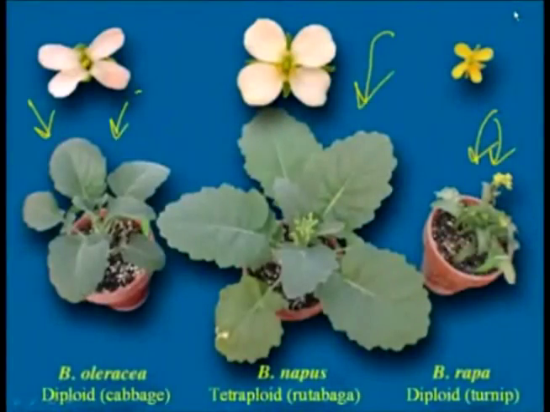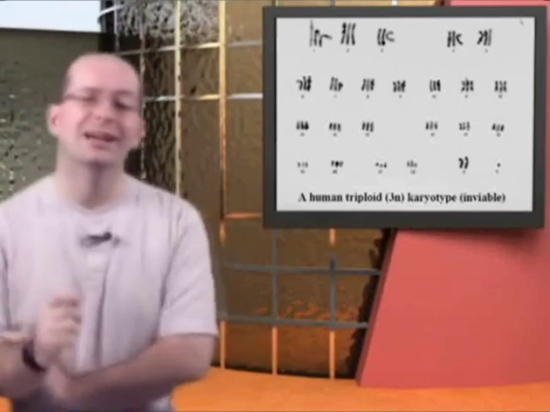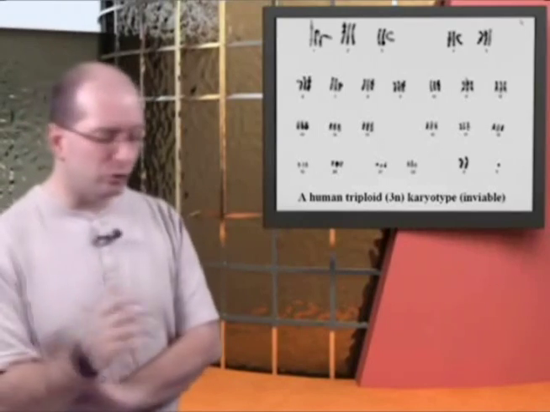Look at the difference in this plant. It's just the leaves are larger, the flower's larger, it's more robust. I'm going to show you this picture again later, but for now just get the general idea that for plants this seems to be a good thing. And many, many plants are polyploid. Okay? Now here's a little bit of a less fortunate situation.